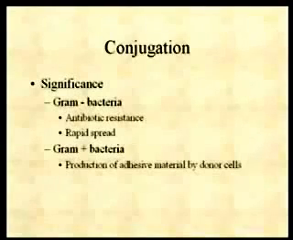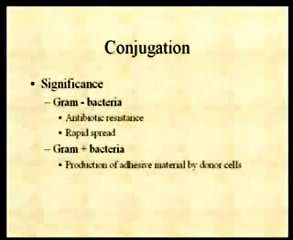And again, I want to remind you, while conjugation occurs most efficiently between members of the same species, it's not uncommon to also see it go across species. So an antibiotic resistance gene that's in E. coli could get over to Shigella, which is a much more virulent organism, very easily by conjugation.